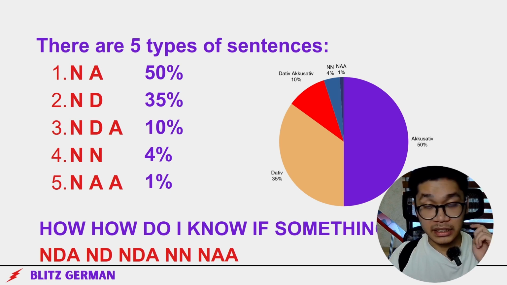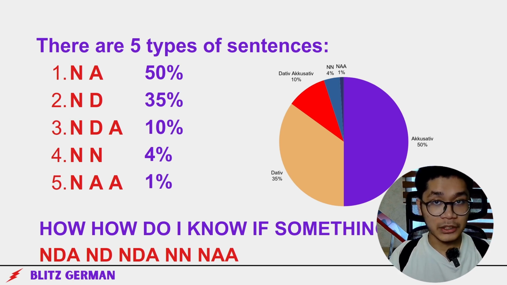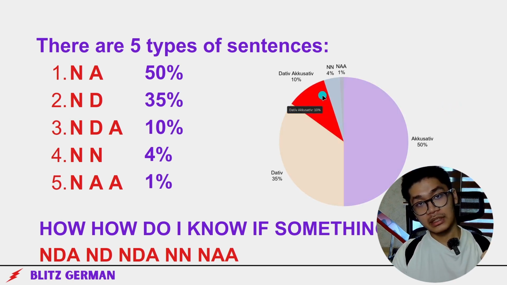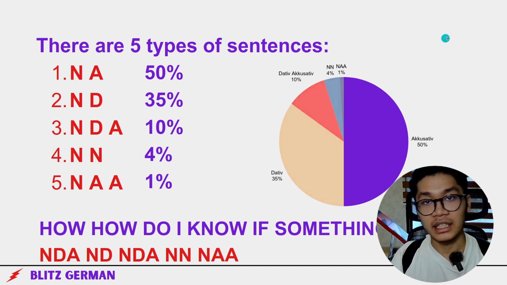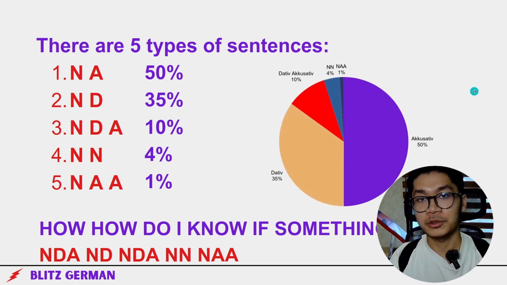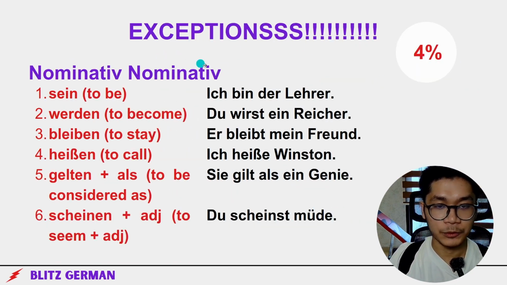If something is not in the exception, if it's not in the dative list, it's gotta be accusative. So if you know 42 verbs and the exceptions, you'll be able to know, oh, it's not this, then it's accusative. Easy peasy lemon squeezy. Here are the exceptions: nominative, nominative.